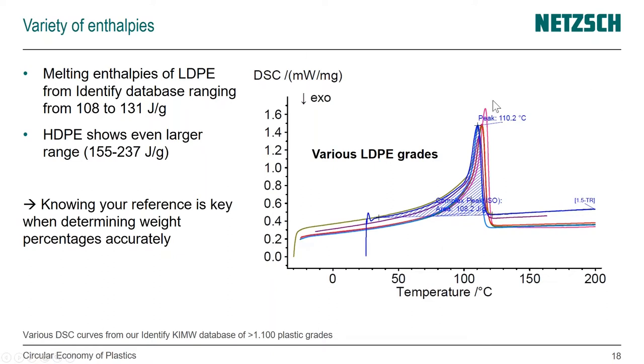You can see the graph of all these overlapping here, and I'm not showing a graph for HDPE, but I can tell you the values. The enthalpies of the materials we have in the database range from 155 to 237, and that's a huge variation. That makes it really important to know the reference you're referring to if you really want to know the weight percentages to a certain accuracy. I'll talk later about that. I just wanted to have that as context for everybody, that variations are huge.